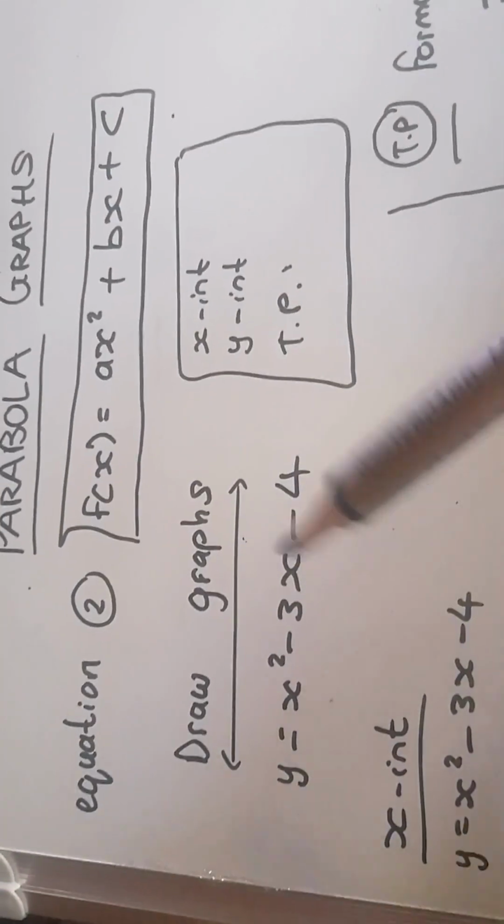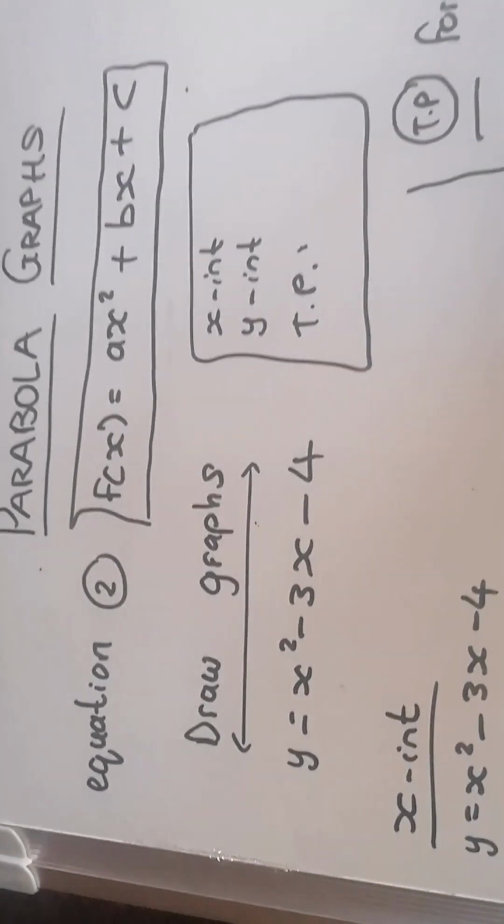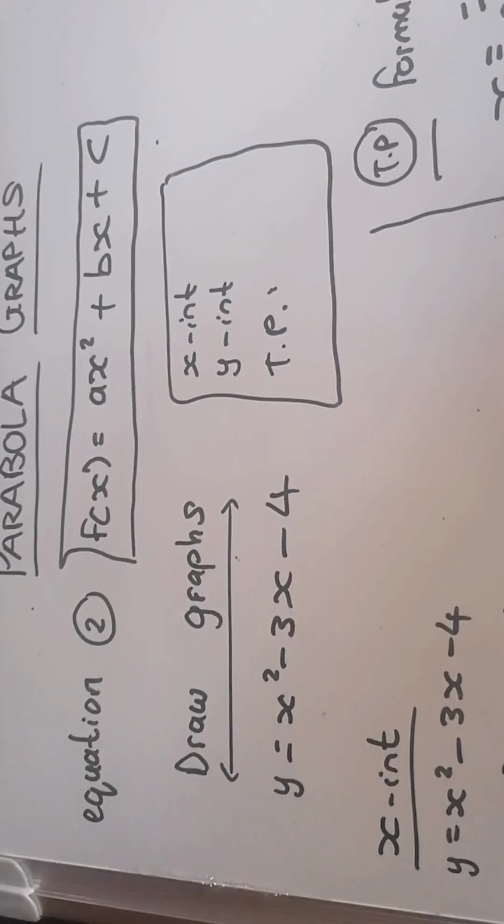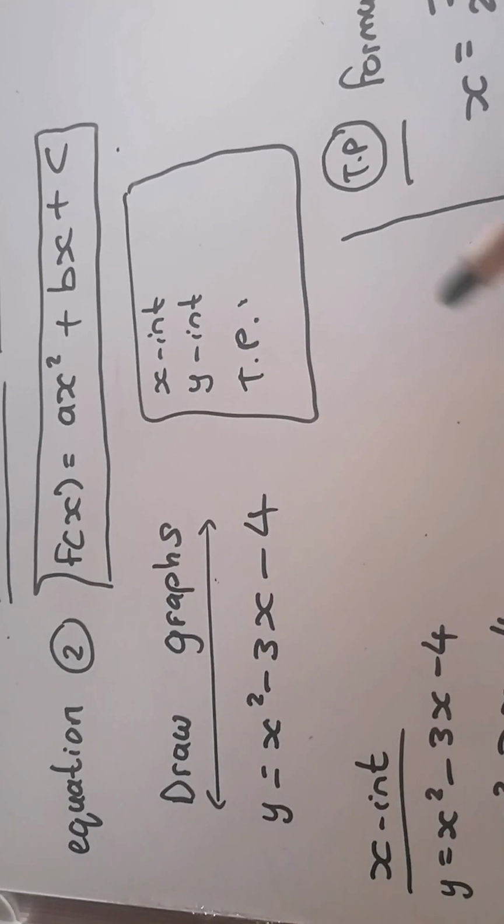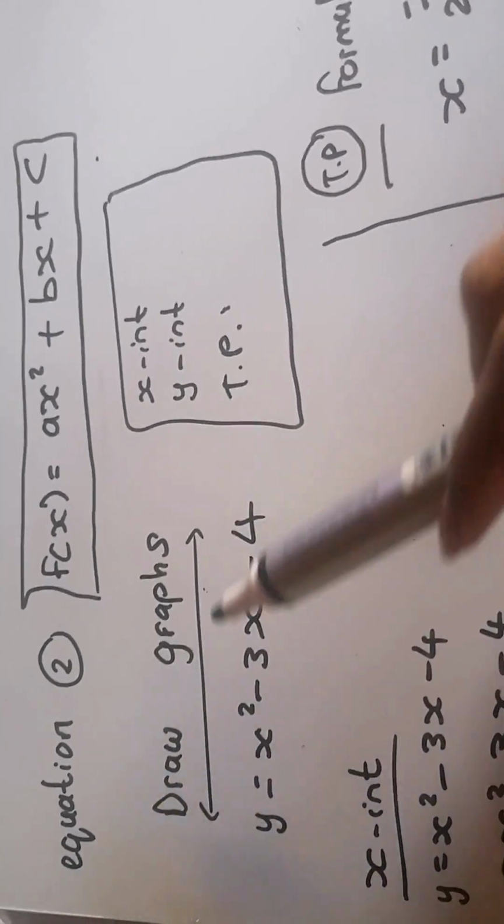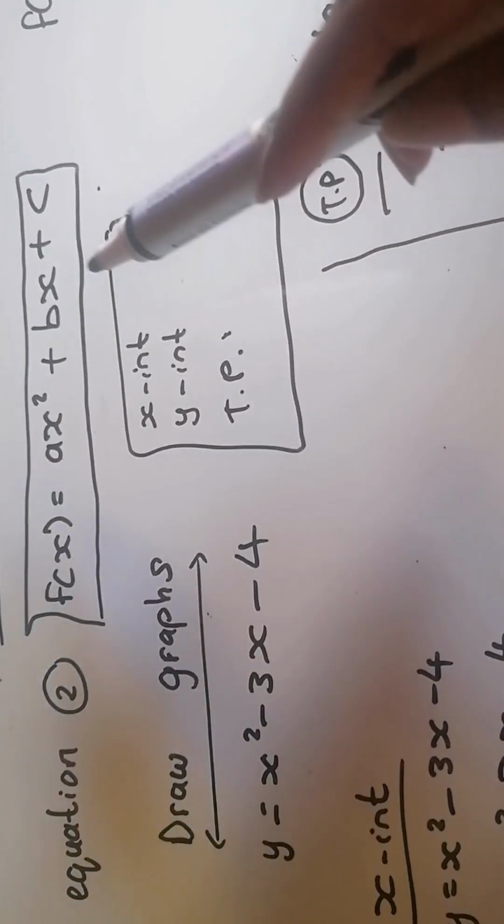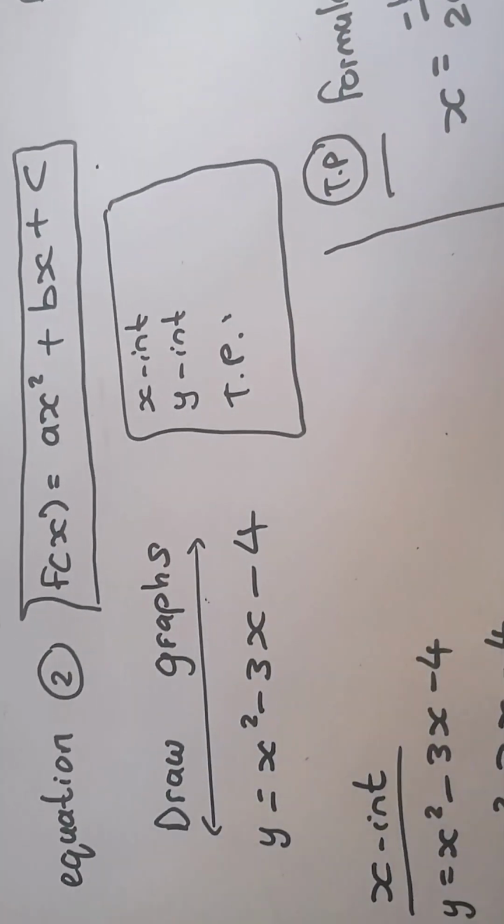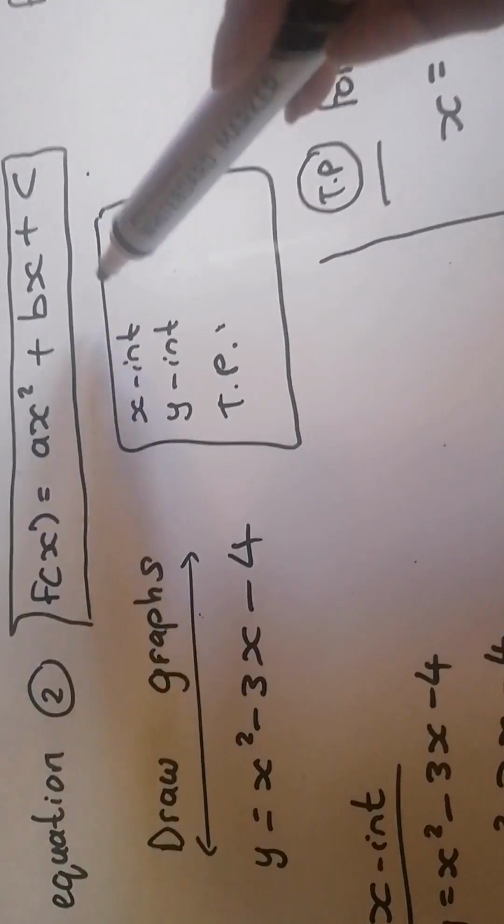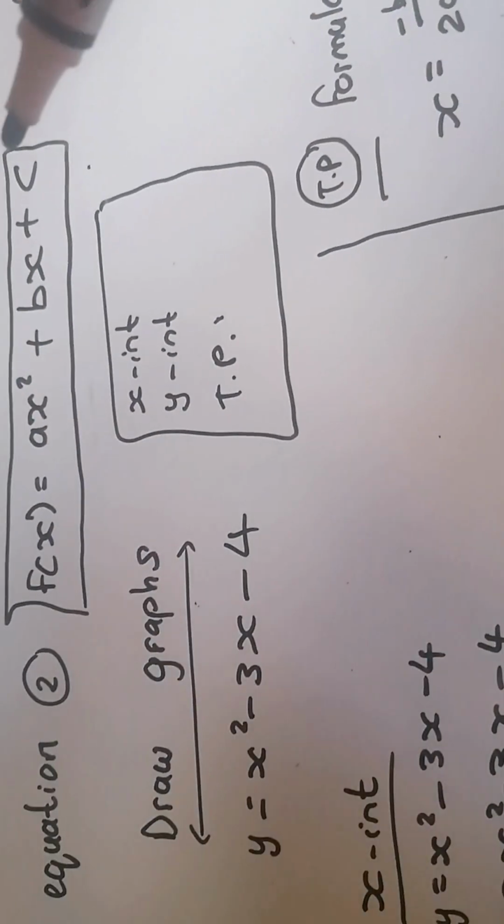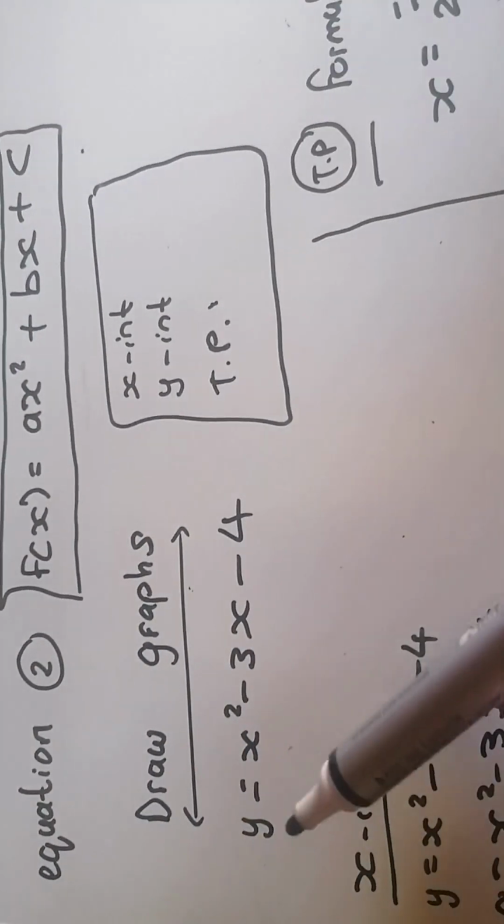So here's the example. They gave us y is equal to x squared minus 3x minus 4, and they said, right, draw the graph. So immediately from looking at the equation, I knew it was a parabola because it's a parabola equation, right? It's the second equation of a parabola graph. So let's find our three things. X-intercept, it's easy to find. We're going to substitute y as 0.